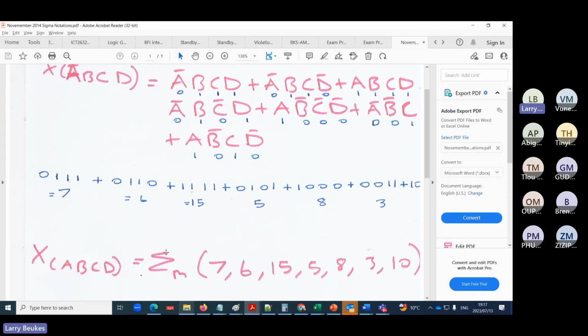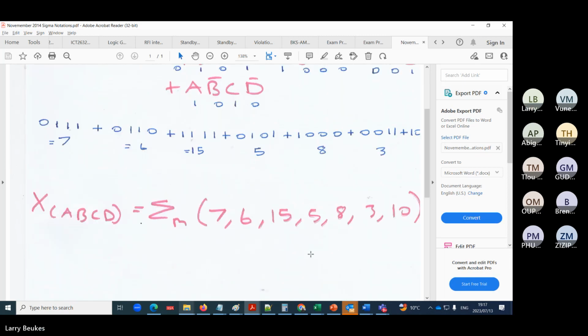So sigma notation is a sum of main terms. This M represents main terms. This represents a sum, right? So you put X, all the variables that are involved, which is A, B, C, D, equals the sum of main terms. You bracket, then you put all these main terms that you worked out here. So it's simple. You convert it to binary, then you convert it to decimal. Then all these decimals here are 7, 6, 15, 5, 8, 3. Are you guys with me?